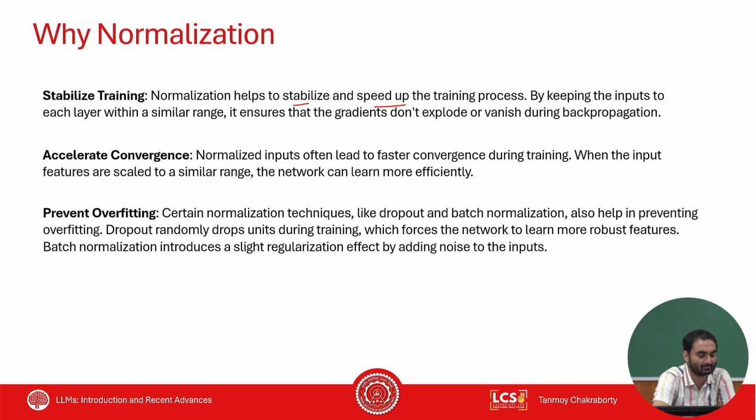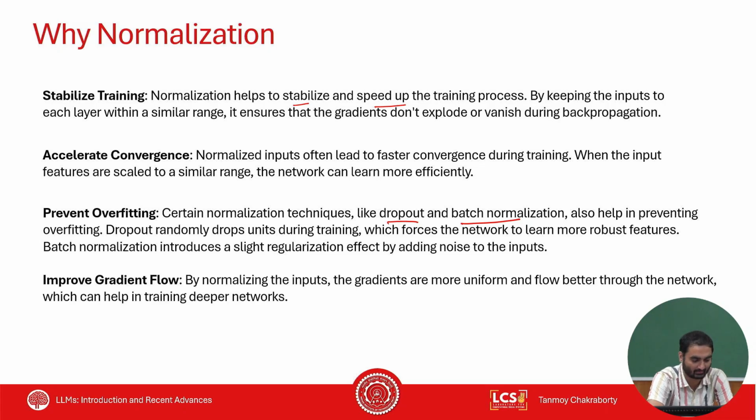The third advantage is preventing overfitting. There are methods like dropout, which some of you know from deep learning, where we essentially freeze some of the weights, and along with dropout, normalization also helps address the overfitting problem empirically. If you think of all these three points together, it essentially improves the gradient flow across the layers.